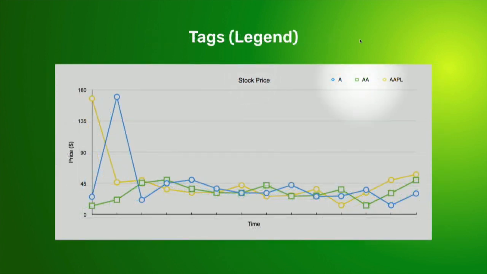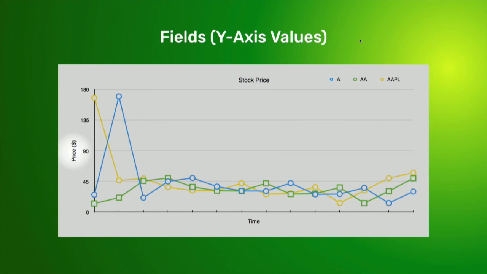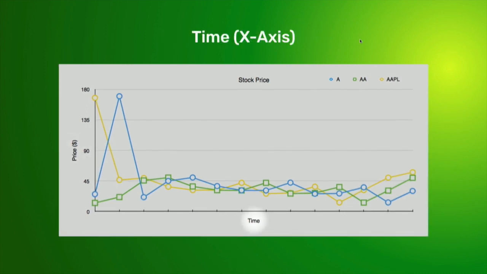Below that, we have tags, which are things in the legend, right? They tell you what you're looking at. We think of this as indexed metadata, so there are key value pairs that correspond to a particular piece of metadata. Then we have y-axis values. Those are called fields, where we can get a sequence over time. And then we have time, which is on the x-axis.